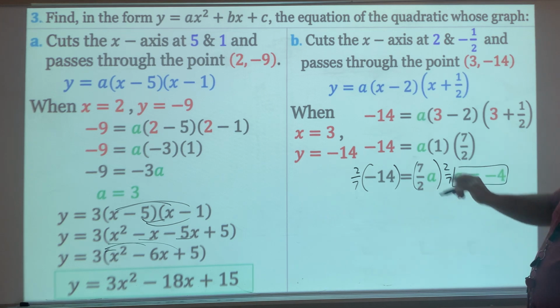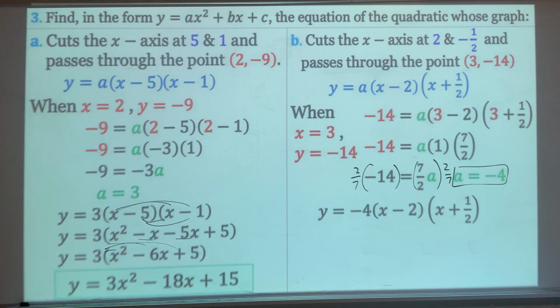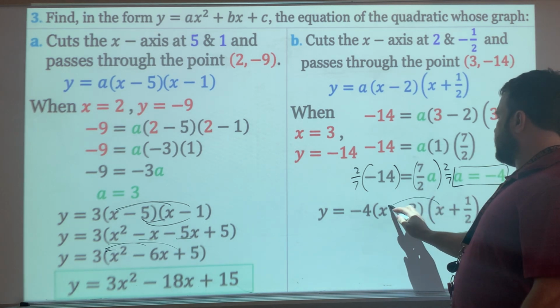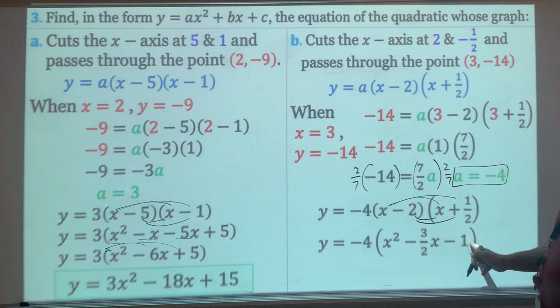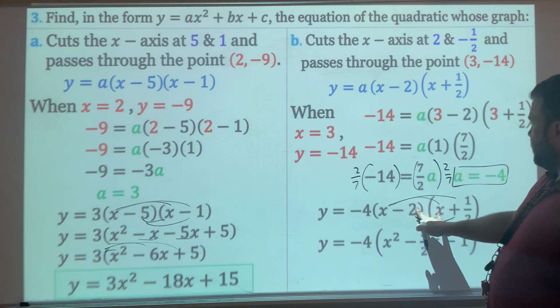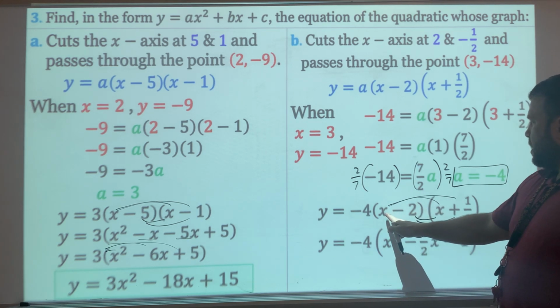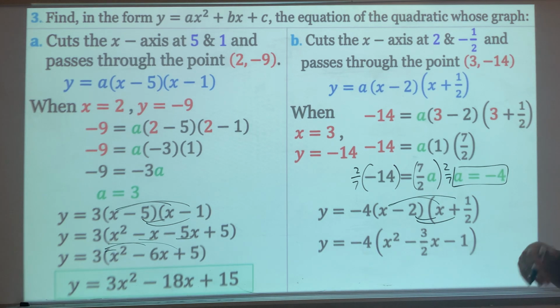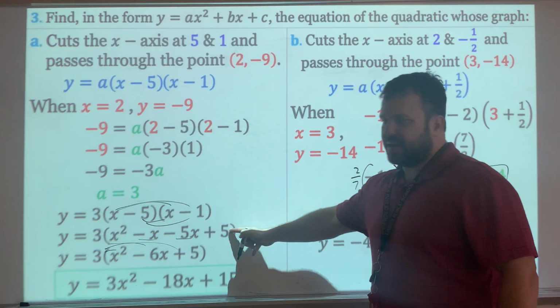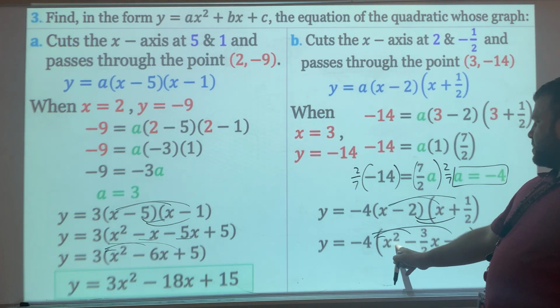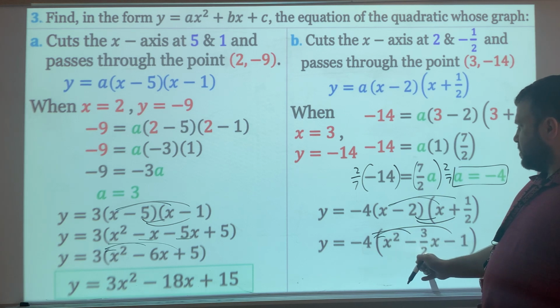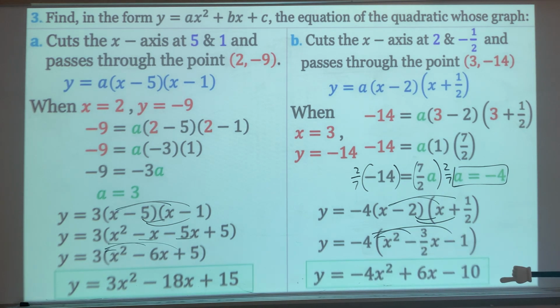Plug it into that equation. y equals negative 4, x minus 2, x plus 1/2. All right? Still following? Next, x squared plus 1/2 x minus 2x minus 1. Negative 2x plus 1/2 x is negative 3/2 x. So I just skipped this middle step. I'm going to be skipping that. And the last step is take your 4, distribute the 4. 4x squared minus 12 over 2 is 6x. And then you got minus 4.